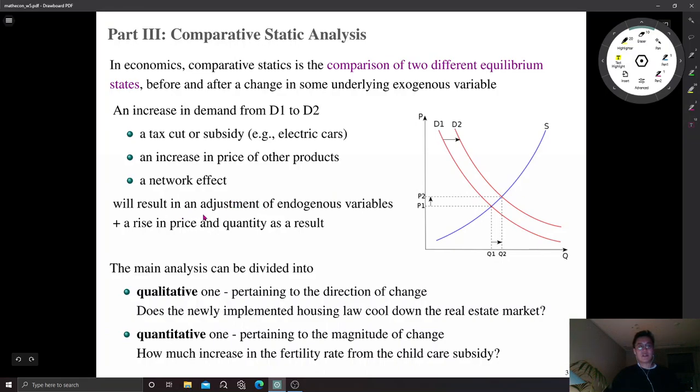Putting aside this adjustment process for a second, if we just focus on the transition of equilibrium, then we have two intersections in this diagram. The first intersection is between D1 and S. So this is the old equilibrium, and this is the new equilibrium. By comparing these two states, we can easily see there will be an increase in price and an increase in quantity. This is a very simple example of comparative static analysis.